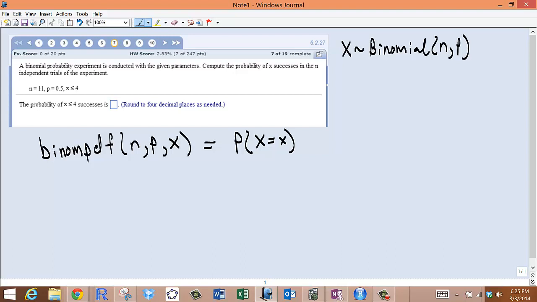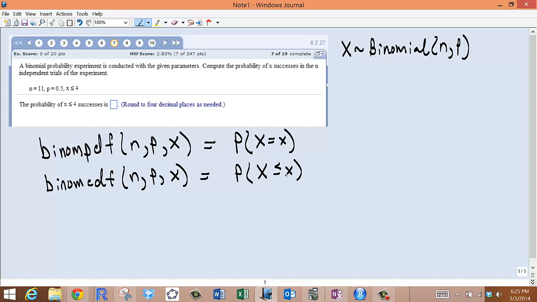And then the next function is something called the binomial CDF, and the parameters are the same, n, p, and x. However, this function gives a very different value. It gives the probability that x is less than or equal to some value.